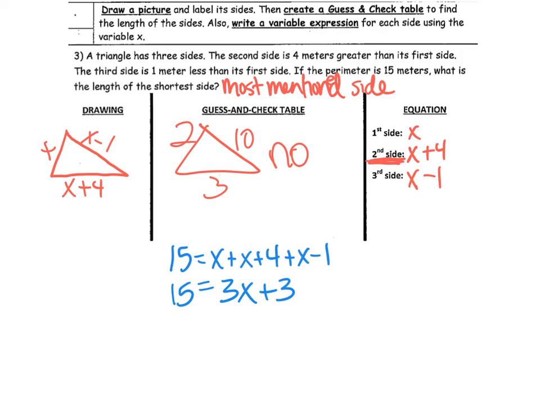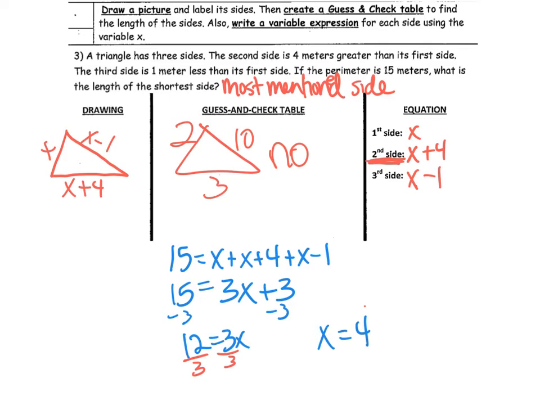And now I'm going to combine like terms, the 3 and the 15 can go together. Minus 3 both sides. Divide by 3. But what does that mean? How do I relate that to what I'm doing?